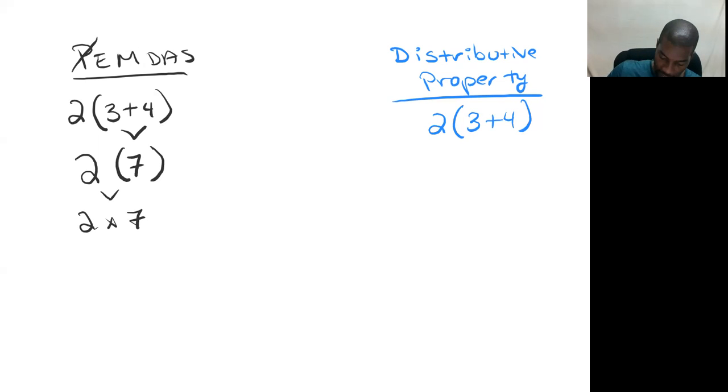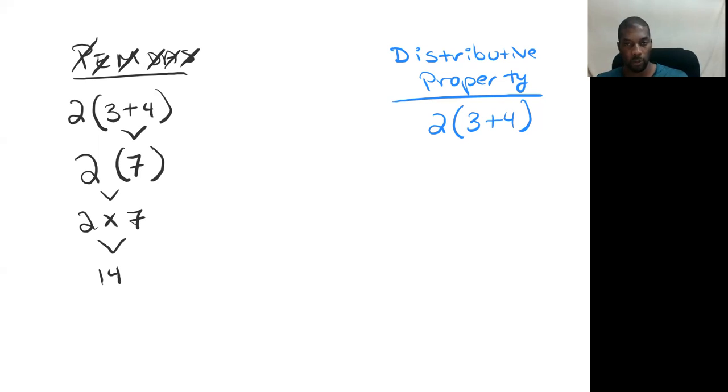2 times 7, that's an x, for those of you wondering, sorry. 2 times 7. And then 2 times 7 is 14. Okay, so we didn't have exponents, we did have multiplication, we didn't have division, addition, or subtraction. We got 14 using PEMDAS.